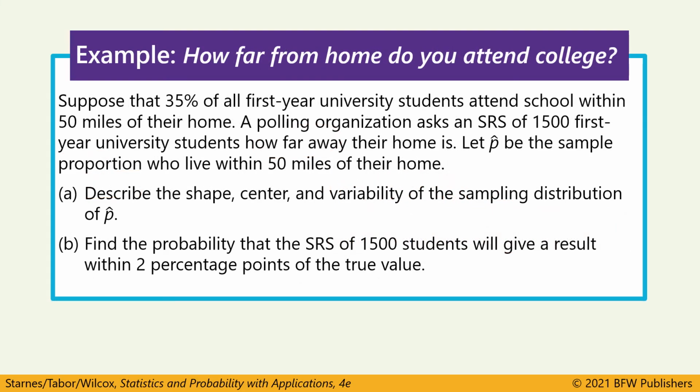So all these previous slides are leading into this problem. This is really our objective for using a sampling distribution. So let's suppose that 35% of first-year university students attend school within 50 miles of their home. We take a simple random sample of 1,500 first-year university students, and P hat is going to represent the sample proportion who live within 50 miles of their home.